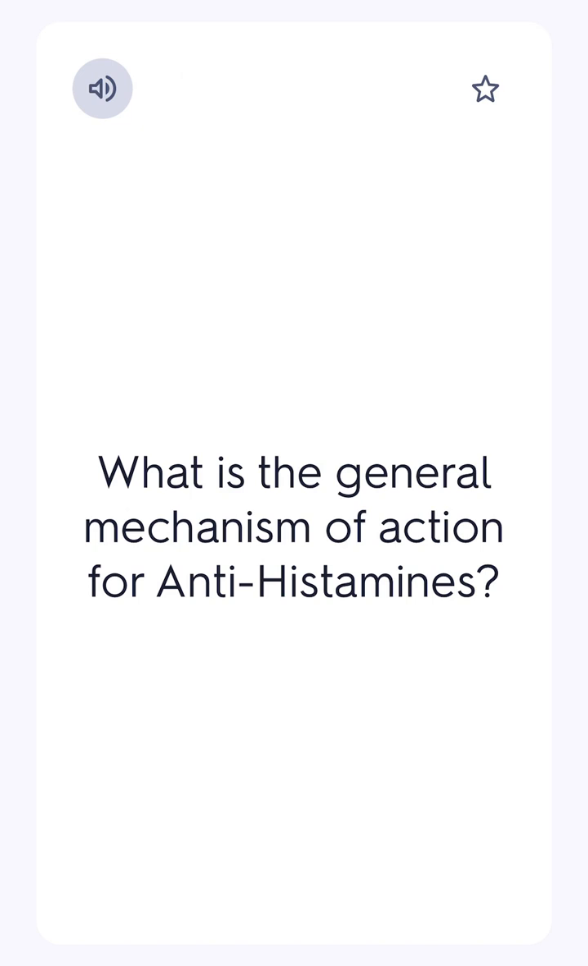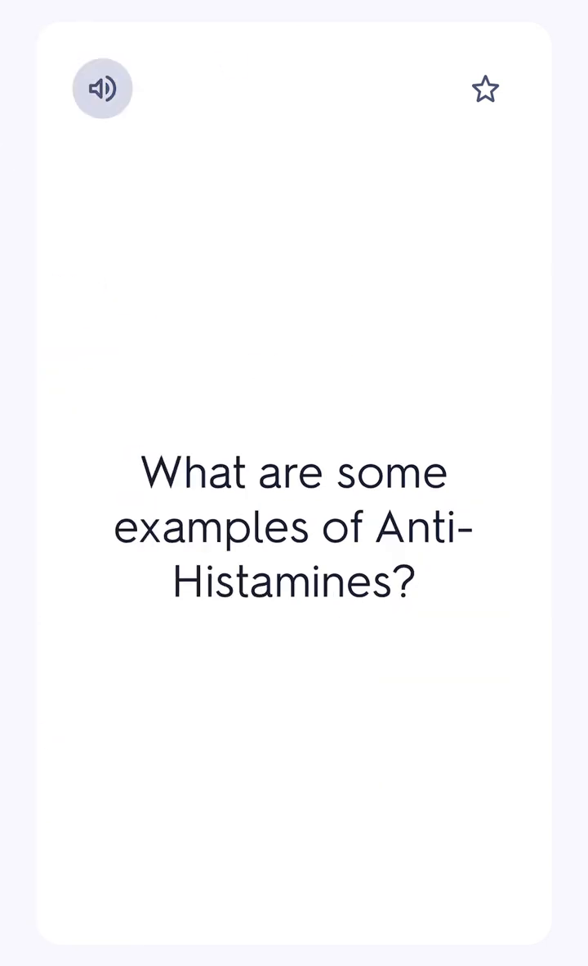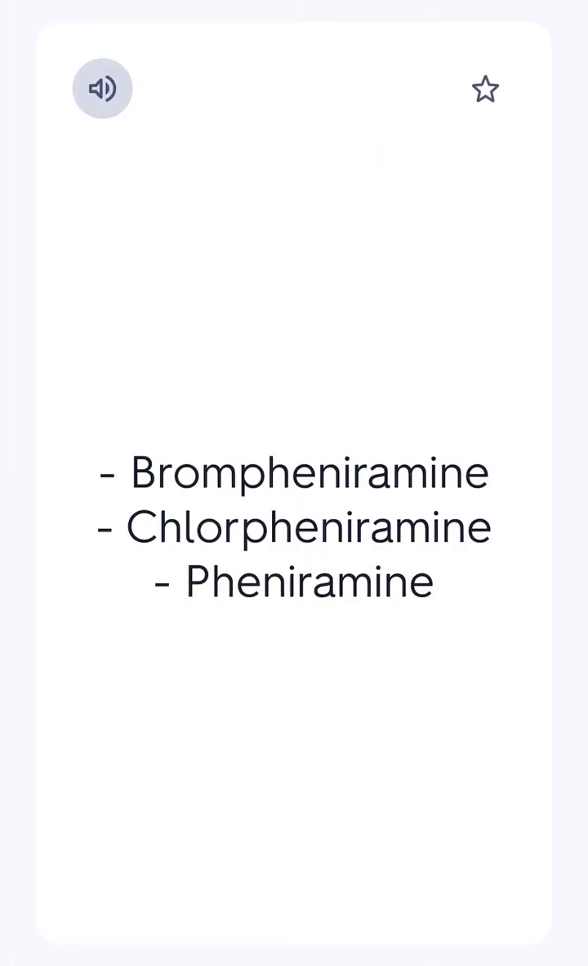What is the general mechanism of action for antihistamines? Competitive antagonism of histamine binding to cellular receptors, which are present on nerve endings, smooth muscles, and glandular cells. What are some examples of antihistamines? Brompheniramine, chlorpheniramine, pheniramine.